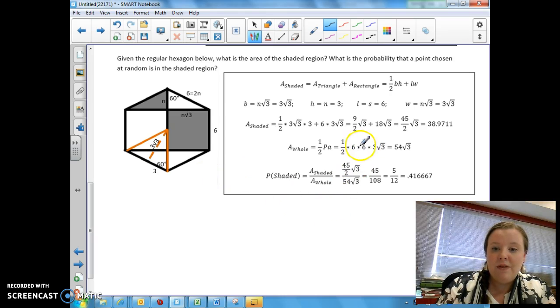My perimeter, I have 6 sides, each of length 6, so that's pretty easy. Times the apothem, we get 54 square root 3. I then simply plug in my numbers. I can get a reduced fraction, and I can also get a decimal. Makes quite a nice problem.